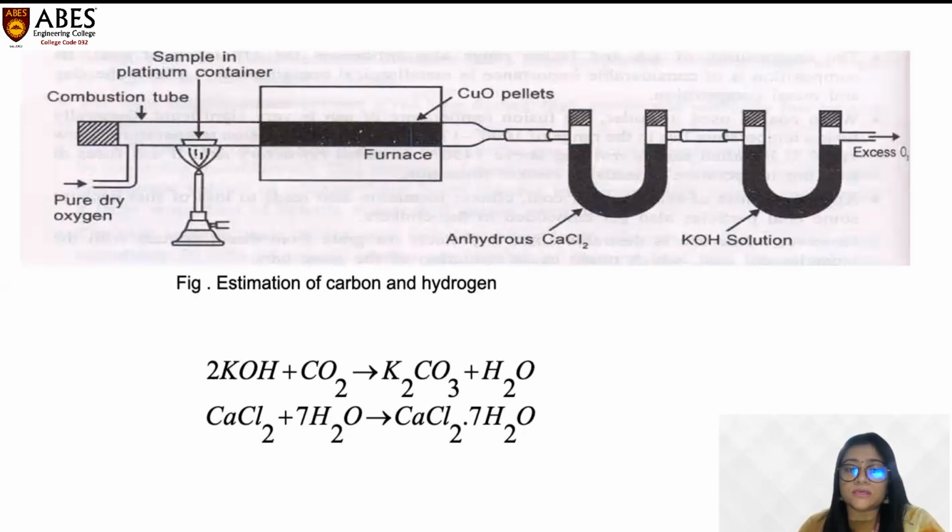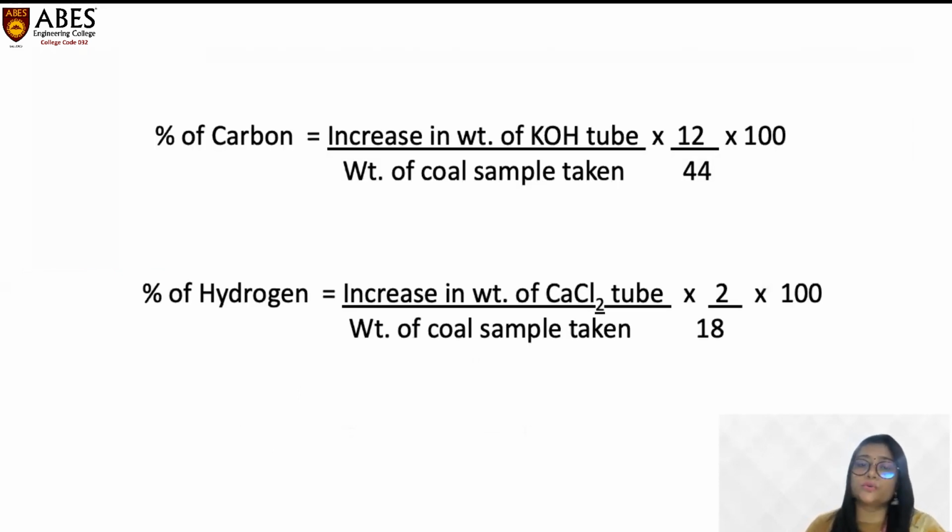Now, taking the values of X1, X2 and Y1, Y2, that is the increase in the weight of the KOH and CaCl2 tubes, we can find the percentage of carbon and hydrogen with the given formula. For the percentage of carbon, we use the increase in weight of the KOH tube, Y2 minus Y1, into 12, because the weight of carbon is 12, upon 44, because the weight of carbon dioxide is 44, upon the weight of coal sample, that is 1 gram. We take this because we are determining the percentage of carbon in 1 gram of coal sample, and we multiply it with 100 to get the percentage.